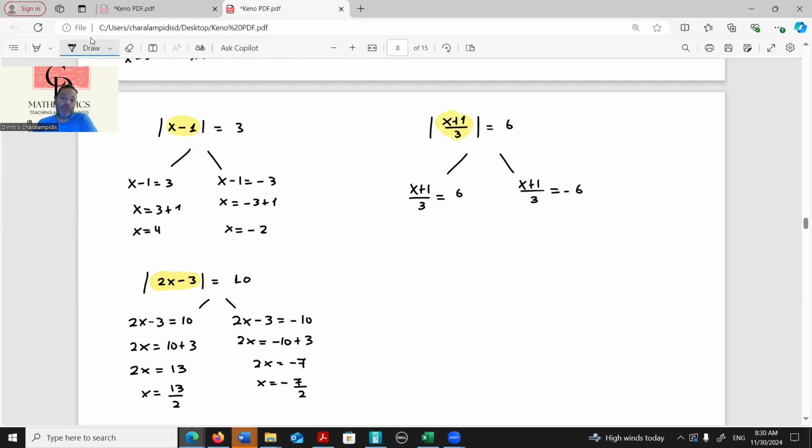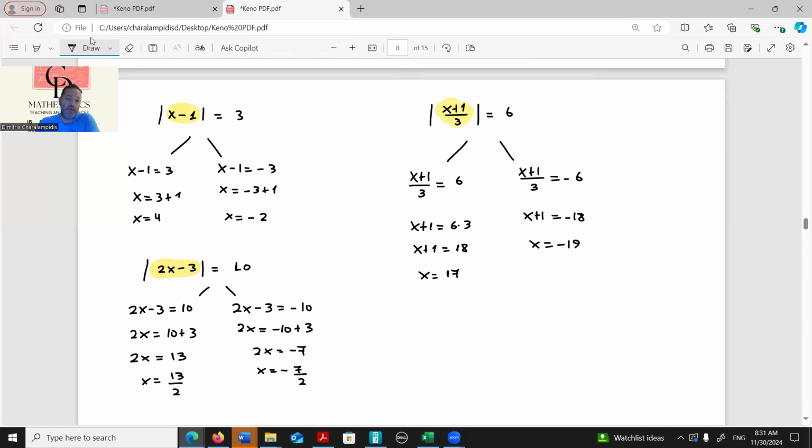Here, for instance, I would say that, you know what, I can start with a cross multiplication. x plus 1 equals 6 times 3. x plus 1 equals 18. x equals 17. Or x plus 1 equals -18. x equals -19. And these would be the solutions.